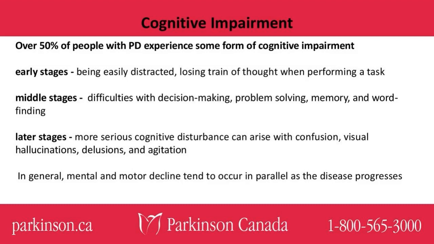In the later stages is when more serious cognitive disturbances arise, and there could be confusion, visual hallucinations, delusions, and agitation. And I will explain each one of them separately. In general, mental and motor decline tend to occur in parallel as the disease progresses. So we don't generally see the confusion, hallucinations, delusions, and agitation in the earlier stages of the illness.